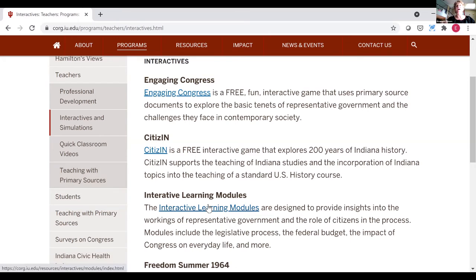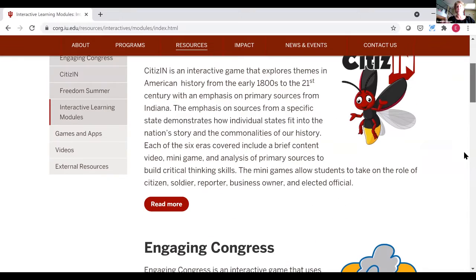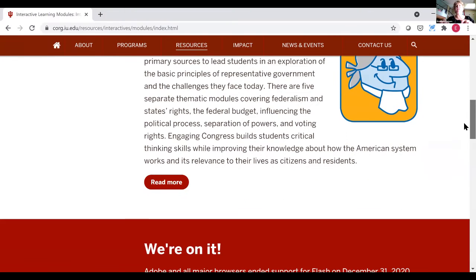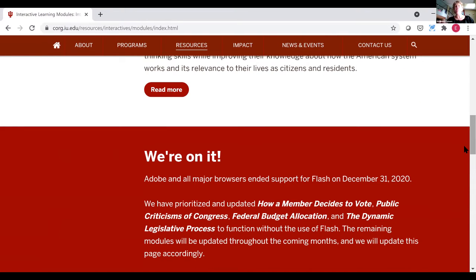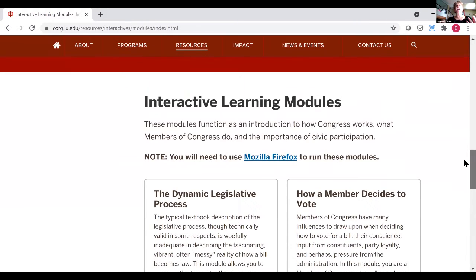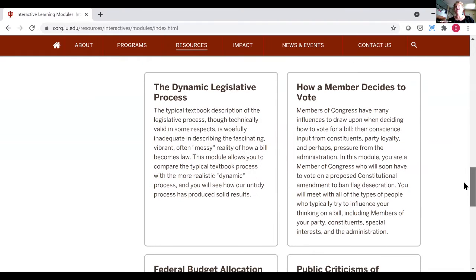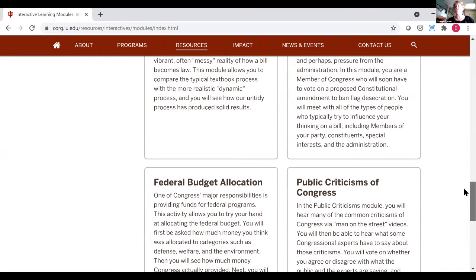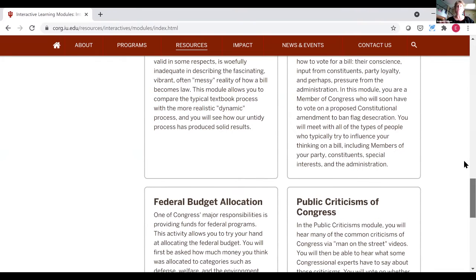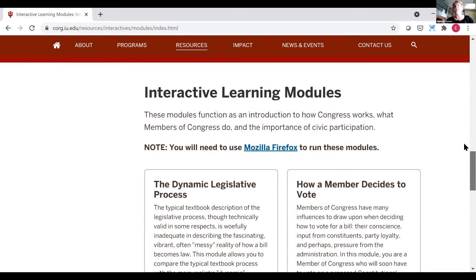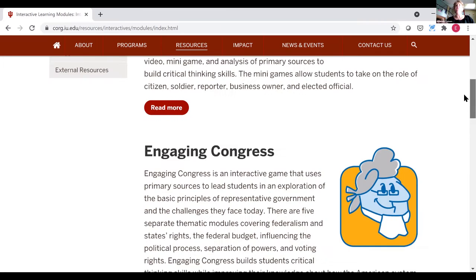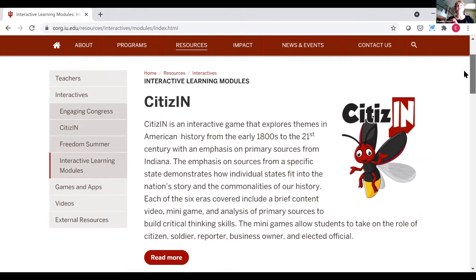We also have these interactive learning modules that were originally created in Flash. I forget that we've got this little note here that says we're on it. These were developed in Flash, and we're slowly, as we have money, moving them out of Flash. But these are some of our most used ones, so we did them first: the legislative process, how members decide to vote, federal budget, and then criticism of Congress. There are more of these, but we have to get the funds to develop them as we go along.